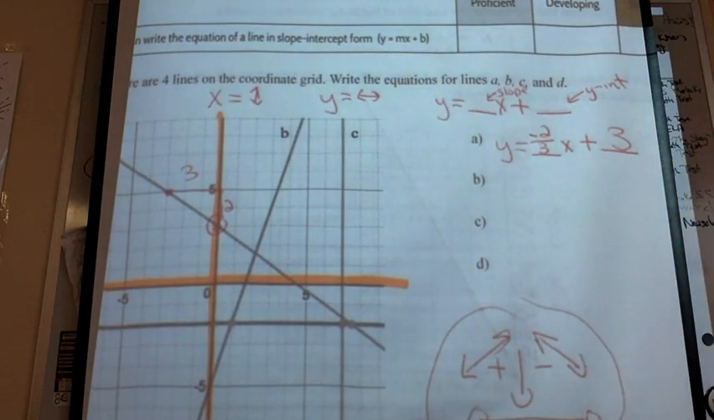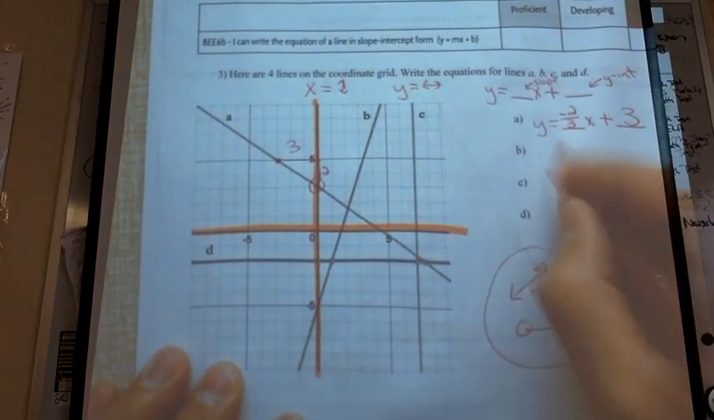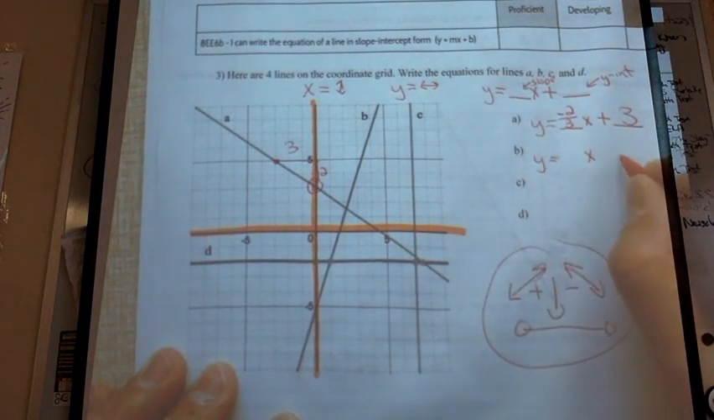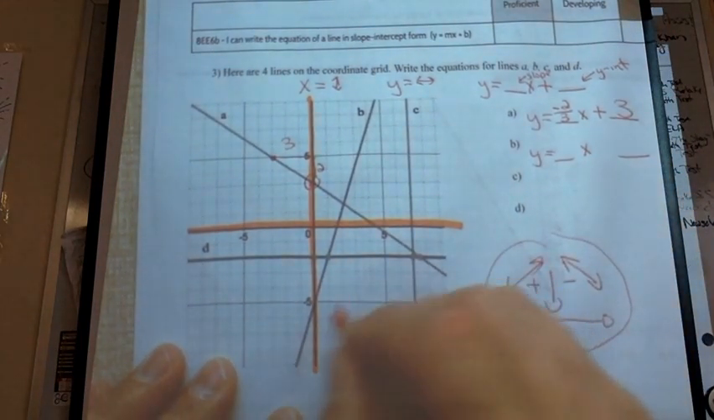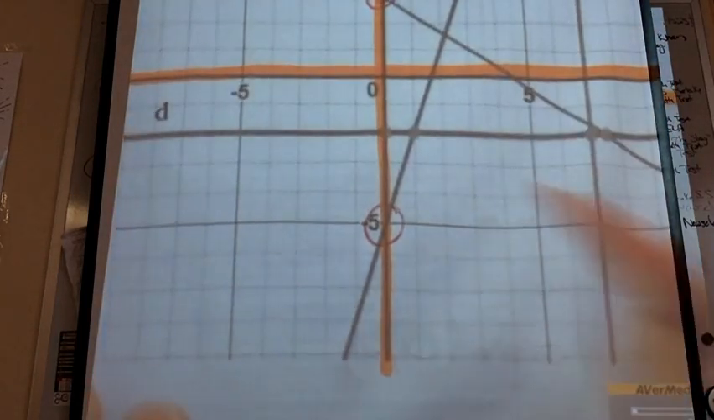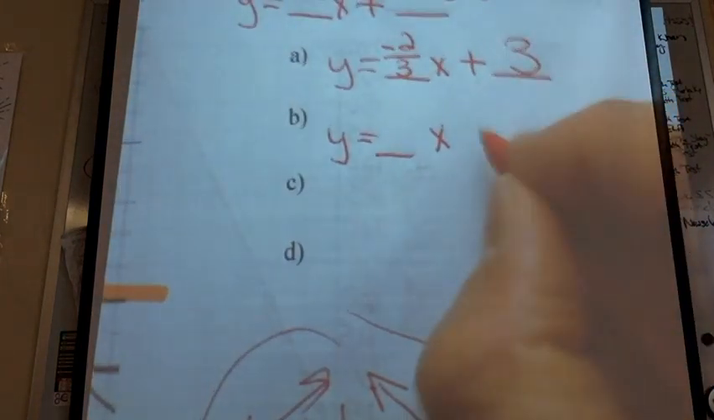Moving on to B. Line B is another diagonal, so it's going to be very similar. y equals something x, and so we're going to fill in this and this. So this one, we find it lands at our y-axis right there, which is from here down 1, 2, 3, 4, 5. So negative 5. So I'm going to write minus 5.